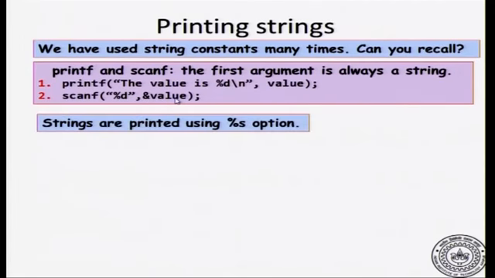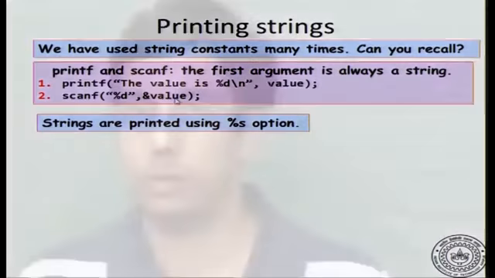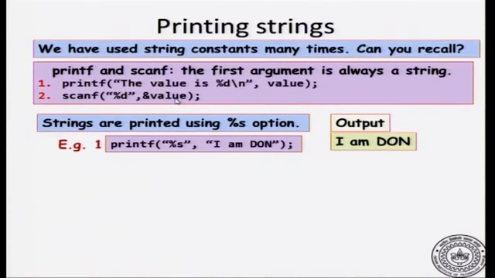Strings are printed using the %s option. Any of the basic data types in C can be easily printed using the printf statement if you give the correct format specifier. So if you have a string constant, you can print it using the %s option. For example, if I want to print the string I am down within double quotes, then I can say printf %s I am down, and this will print I space am space down, which is exactly what I wanted to print.